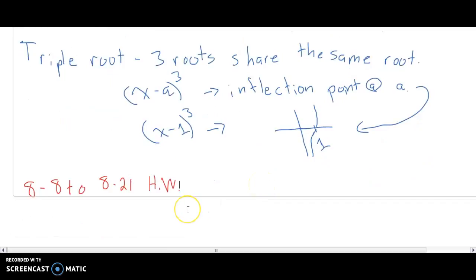And so once you've got that presentation lined up, you can work on homework 8-A through 8-21.